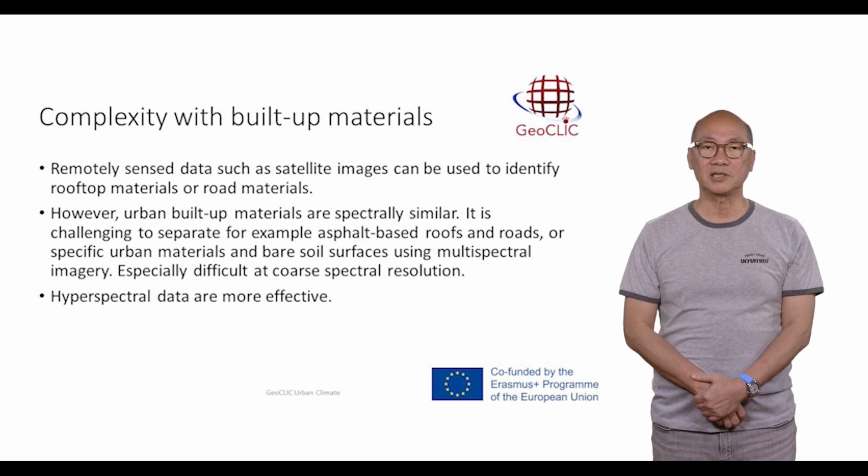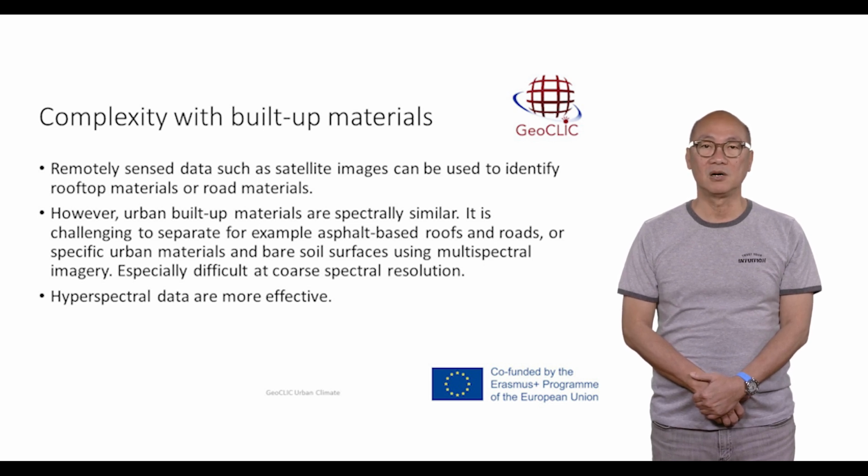Since urban built-up materials are spectrally similar, it is challenging to separate, for example, asphalt-based roofs and roads, or specific urban materials and bare soil surfaces using multispectral imagery. It is especially difficult at coarse spectral resolution. Hyperspectral data are more effective and have been tested intensively for urban mapping.